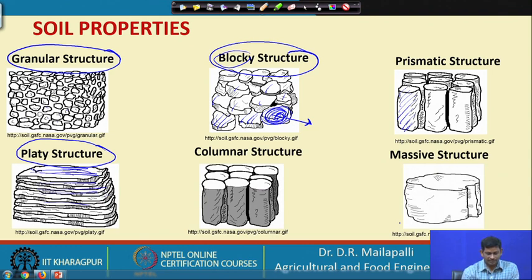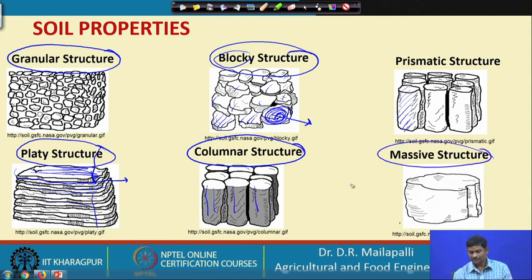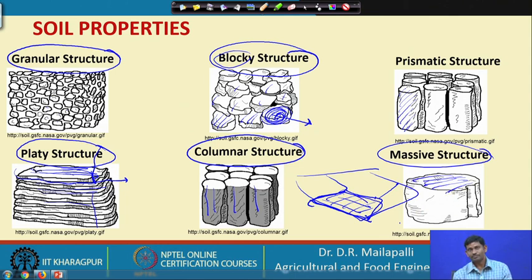Here the problem, if you see the water movement, is that horizontal movement could be possible, but vertical movement will be difficult because of the plates. Here we have columnar structures, where the particles are arranged like columns. Then the massive structure, which sometimes has big cracks, is kind of a pellet, where all the soil particles are arranged in big chunks.